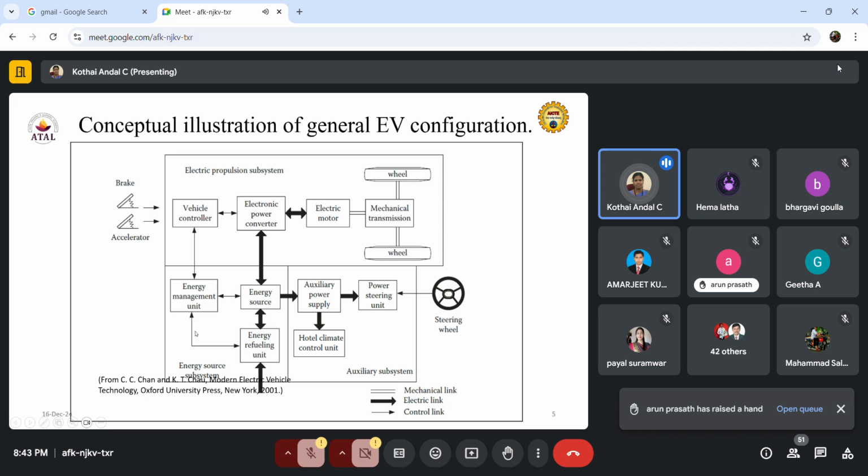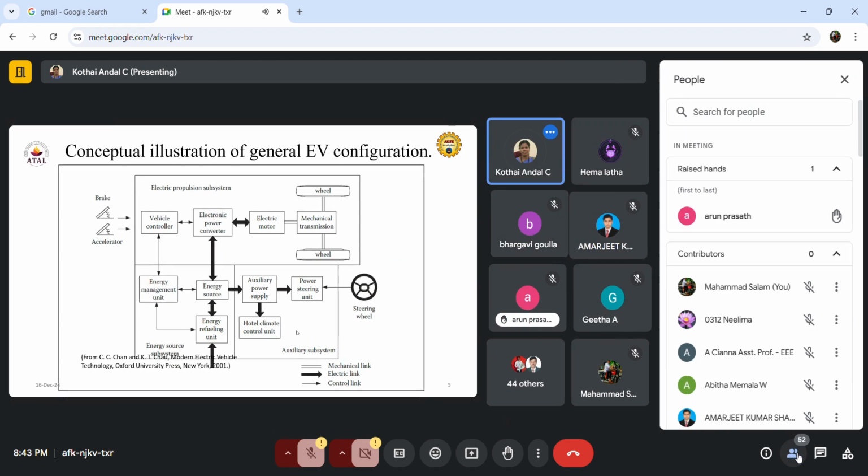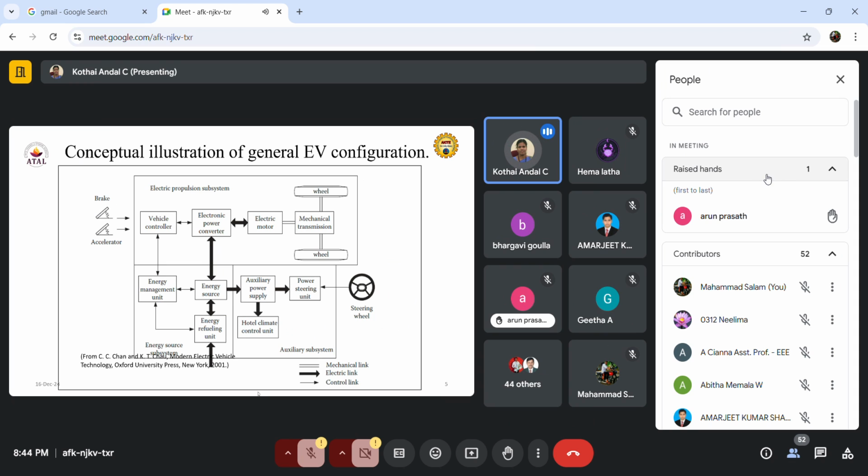Next, the additional part is the energy source subsystem. Here only the battery plays a major role. Then the third one is the auxiliary subsystem. This auxiliary subsystem is the small battery system, which will provide power supply for the auxiliary devices like audio, video systems, and other control systems. This is the small battery.